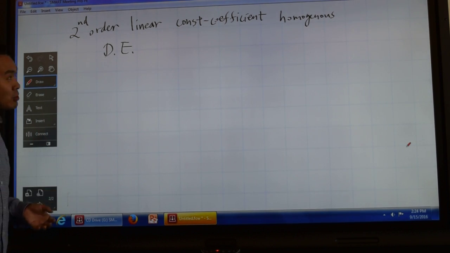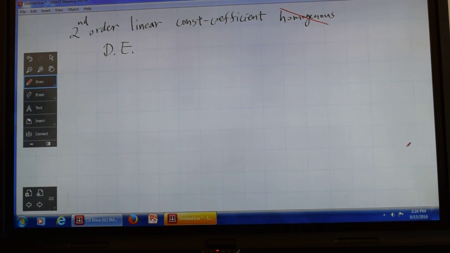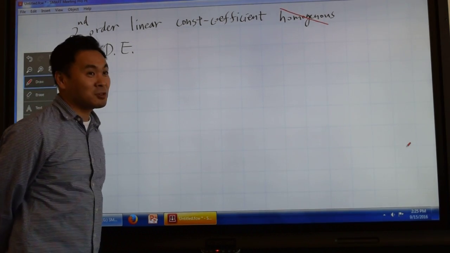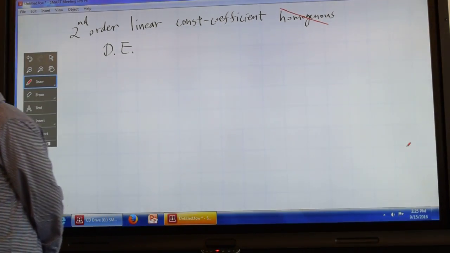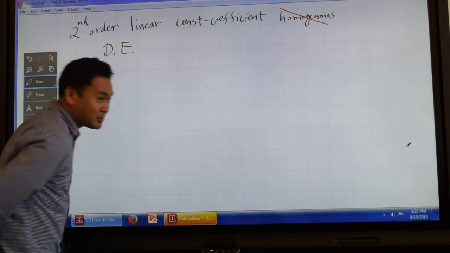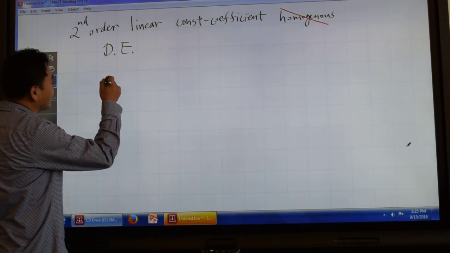But now I'm going to introduce to you this one. So I'm going to get rid of the homogeneous. So we will try to do second order linear constant coefficient differential equation, possibly not homogeneous. How do you deal with such a thing? Okay. So let me show you an easy example.